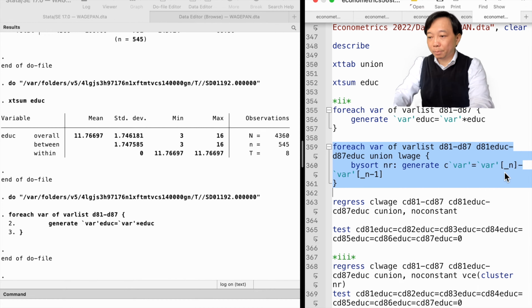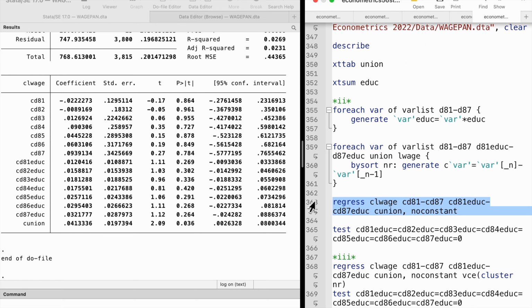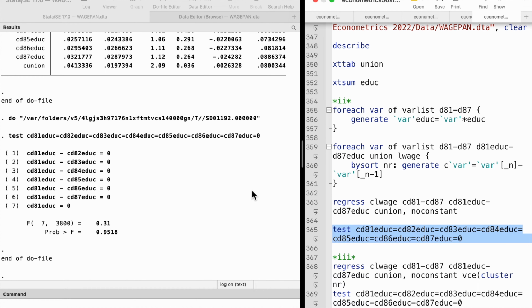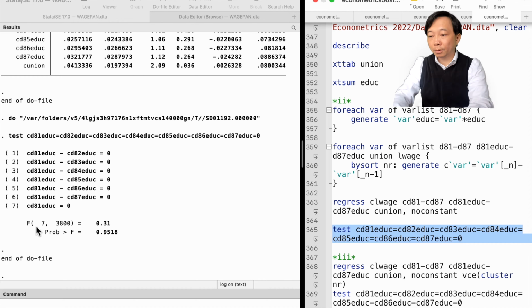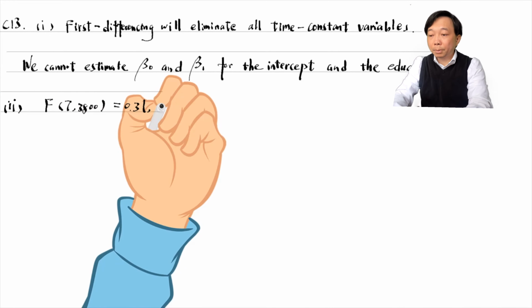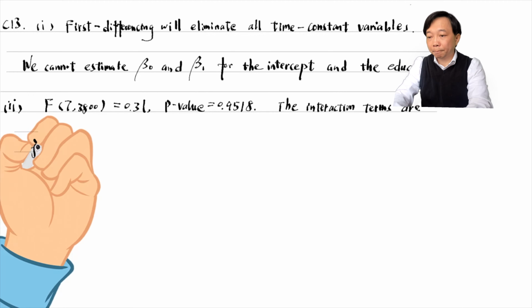Next, we estimate the first difference equation and do an F-test for the joint significance of the interaction terms. The F statistic is 0.31 and its p-value is 0.95. It implies no change in the return to education over time.